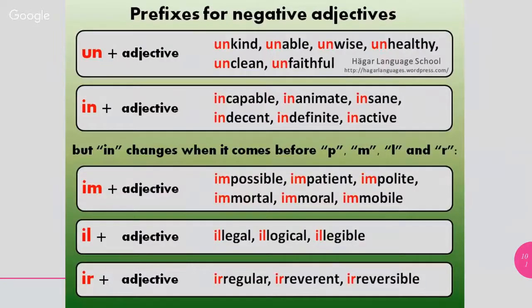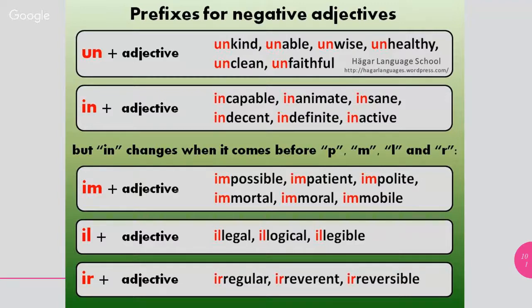So sometimes we form antonyms by using a prefix. A prefix is a letter or letters placed before a word. Un is a prefix. So if we put un before an adjective, we get the antonym: unkind, unable, unwise, unhealthy, unclean, unfaithful. But we cannot put un before every adjective. It again depends on the adjective. Some adjectives take in: incapable, inanimate, insane, indecent, indefinite, inactive.